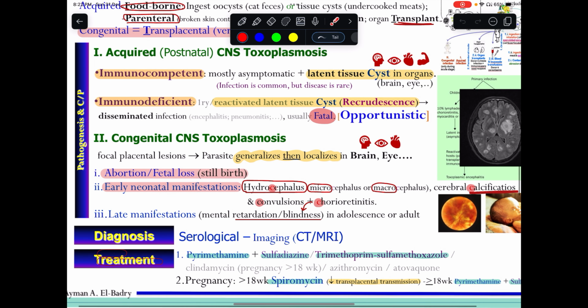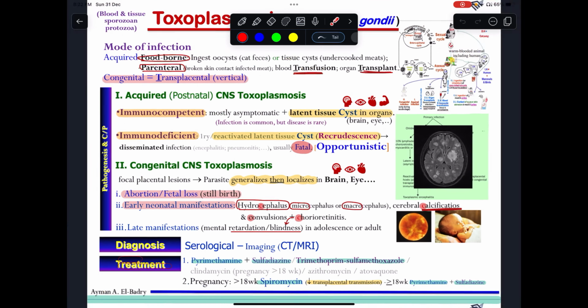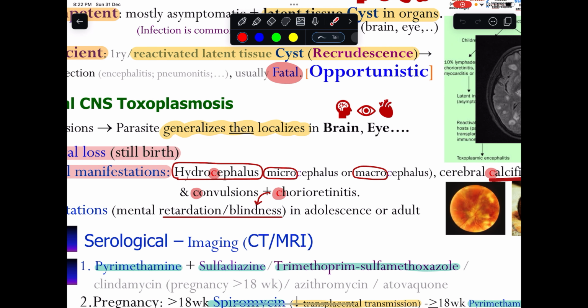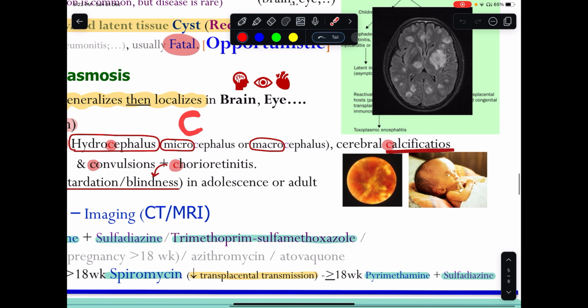So first, it could cause stillbirth and aborting the baby, or it'll have early manifestations. So what are these early manifestations? They're all the letter C. We could have hydrocephalus, either micro or macrocephalus, or we could have cerebral calcifications.